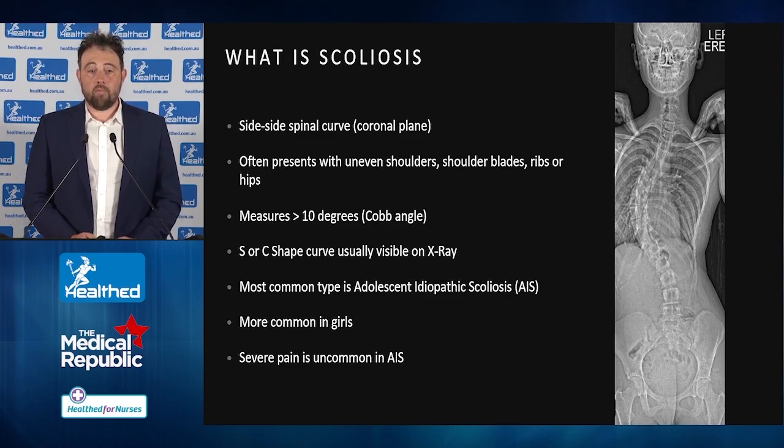The most common type of scoliosis is adolescent idiopathic scoliosis, otherwise known as AIS. It is more common in girls, and severe pain, surprisingly for many, is relatively uncommon in adolescent idiopathic scoliosis. Some patients will have fatigue-related pain or muscular pain, but it is unusual for them to have severe pain at a young age associated with this curvature.